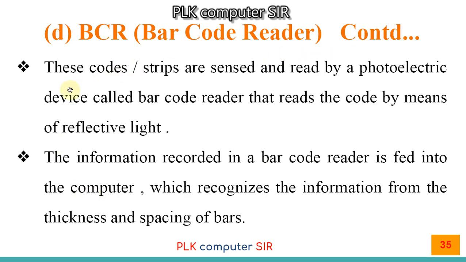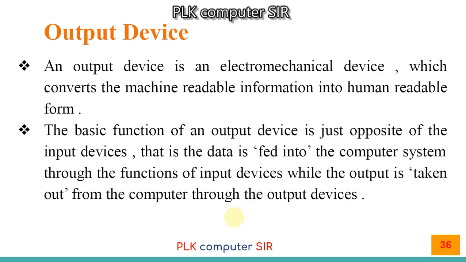Barcode reader continued. These code stripes are sensed and read by a photoelectric device called a barcode reader that reads the code by means of reflective light. The information recorded in a barcode reader is fed into the computer. So each barcode has its unique details, which recognize the information from the thickness and spacing of the bars. So according to how thick it is, it will work accordingly.